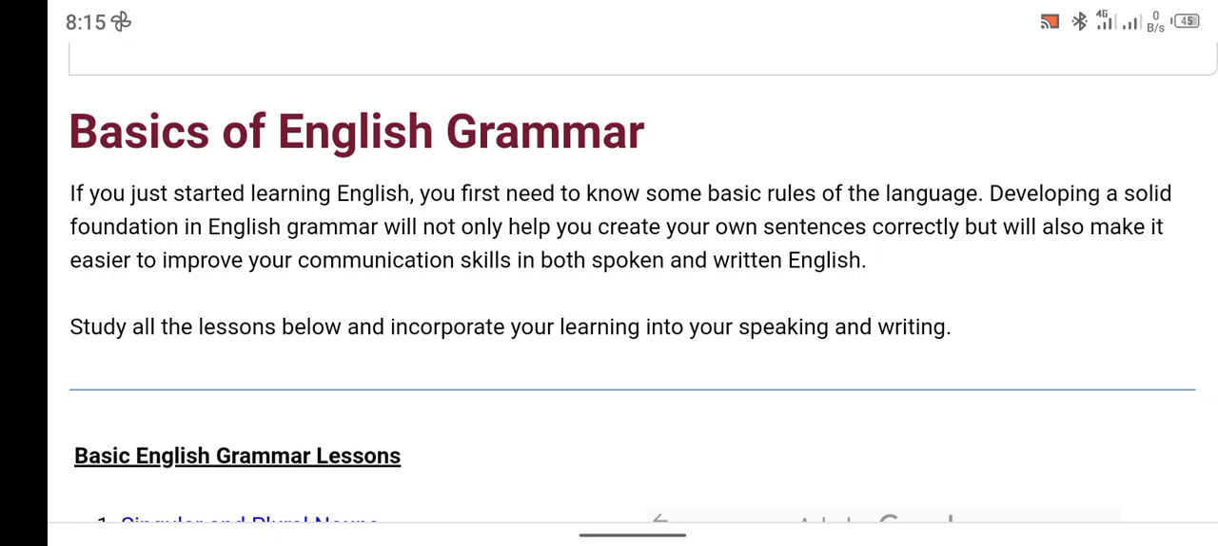Developing a solid foundation in English grammar will not only help you create your own sentences correctly but will also make it easier to improve your communication skills in both spoken and written English. Study all the lessons below and incorporate your learning into your speaking and writing.